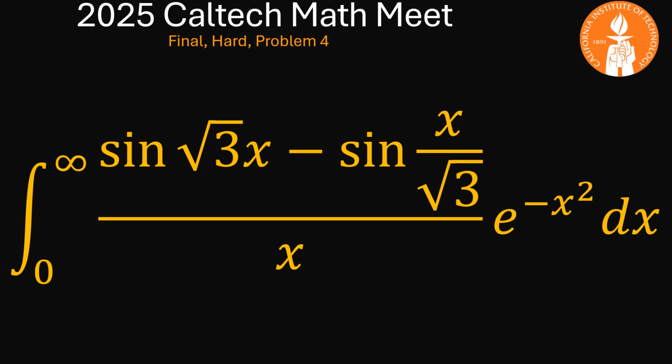So the problem is the definite integral from x equals 0 to x tending to infinity of sine of the square root of 3 x minus sine of x over square root of 3, all over x, times e to the power negative x squared. Now, the answer that was provided in the problem is actually not correct. And so here we go ahead and provide the correct answer. So let's go ahead and solve this problem.